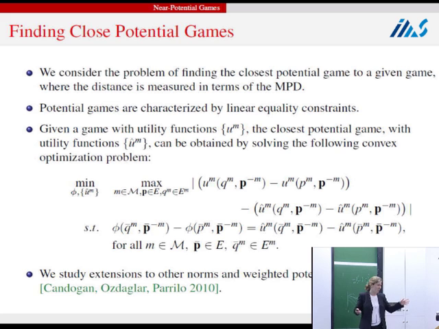Although for this talk I'm only going to be focusing on exact potential games. Anyway, so this is actually a convex objective function. Why? Because it's the maximum over finitely many linear functions. So if you think about finitely many linear functions, take the maximum, that's nothing but a piecewise linear convex objective function. So it turns out we can obtain this distance, or the closest potential game, using a convex optimization problem.